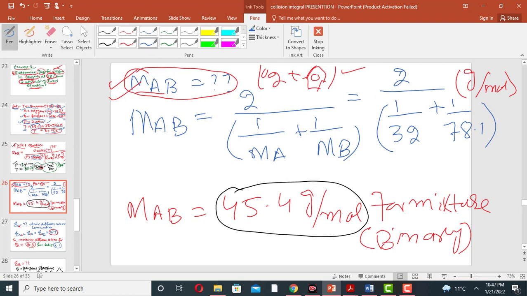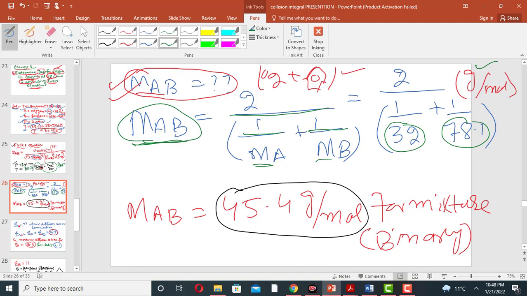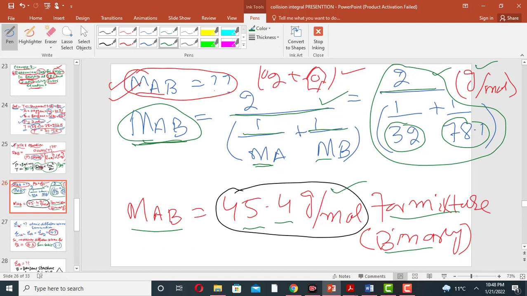This M_AB is equal to 2 divided by molecular weight of component A plus 1 divided by molecular weight of component B. So here component A is oxygen, and component B is the benzene, and the unit of mixture molecular weight is gram per mole. So when we are plugging the quantity and unit in this equation, we will get M_AB equal to 45.4 gram per mole. This is for the binary mixture of oxygen and benzene. So 45.4 gram per mole is the molecular weight of the mixture.